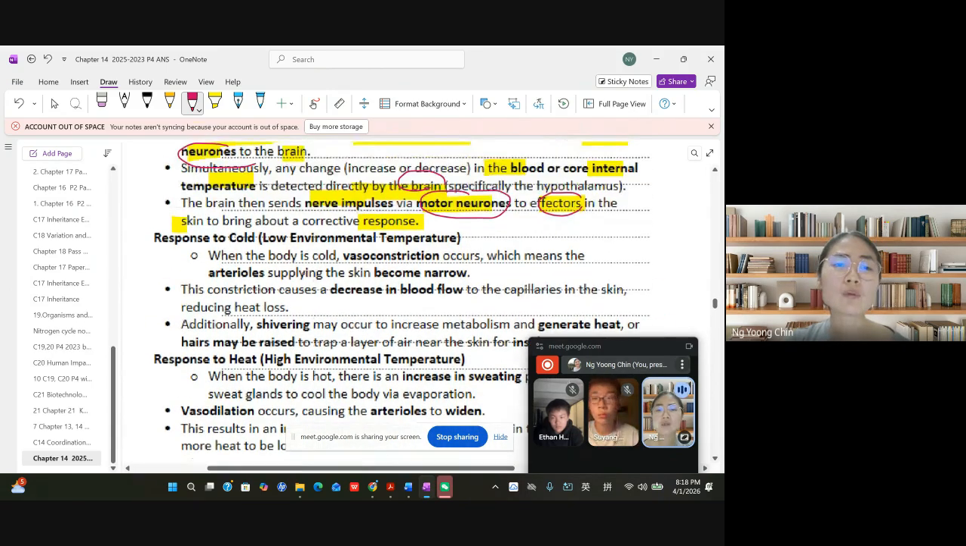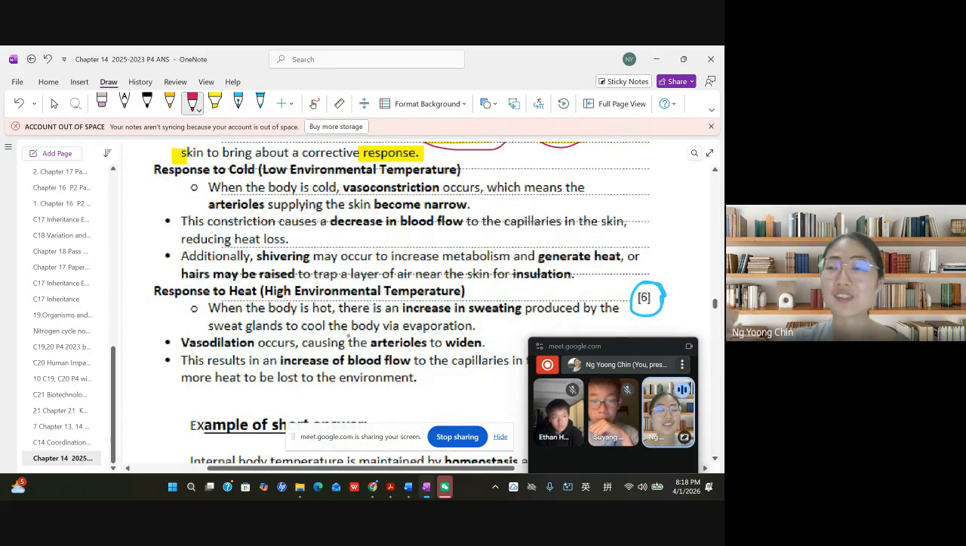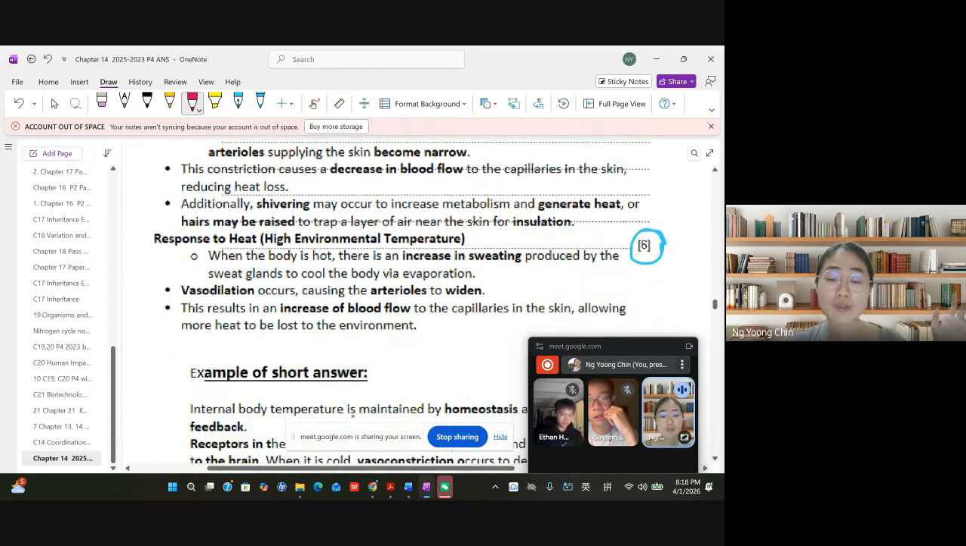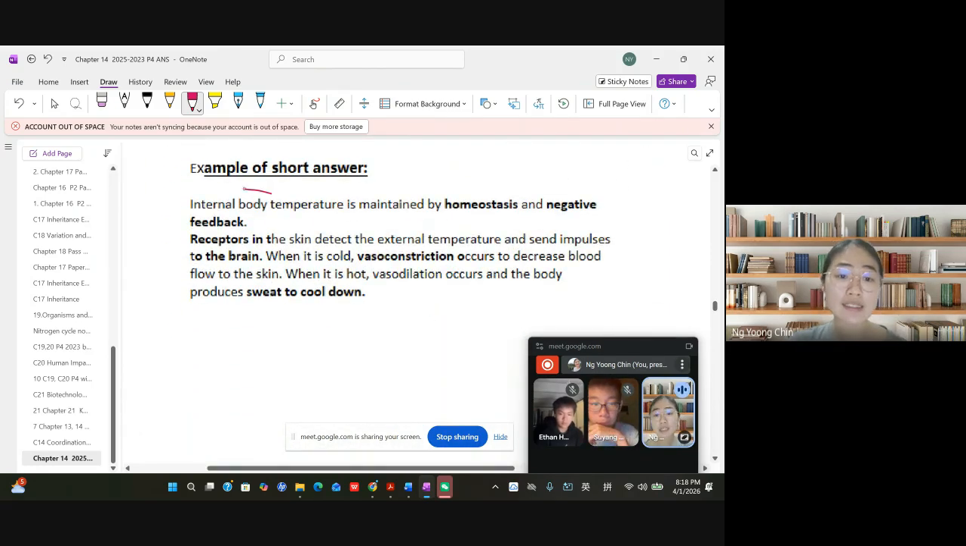Actually, you should write either cold or hot. You should write either the low temperature or the high temperature, because I don't think you have a lot of time to write such a complete answer, for it is only 6 marks. For example, you choose cold temperature. Also the same thing: vasoconstriction of blood vessels, the hair erector muscle, the shivering. So I will not discuss this again, I think you should know how to write it. This is just an example short answer. If you don't have time, you write the short answer.